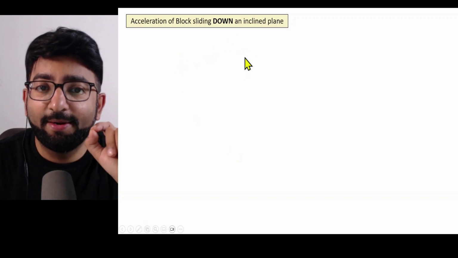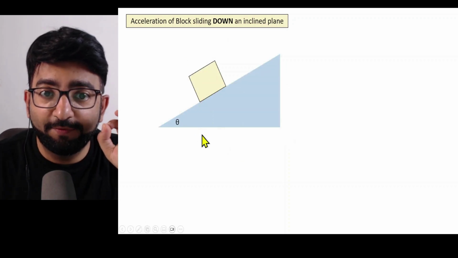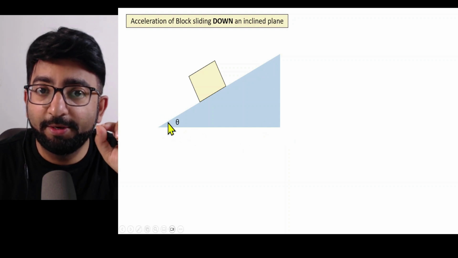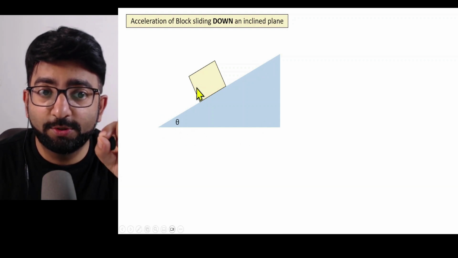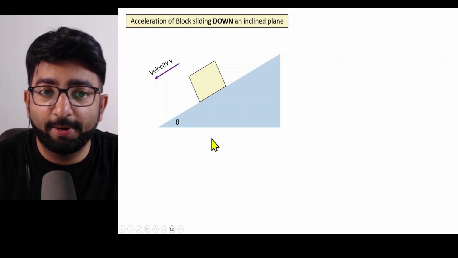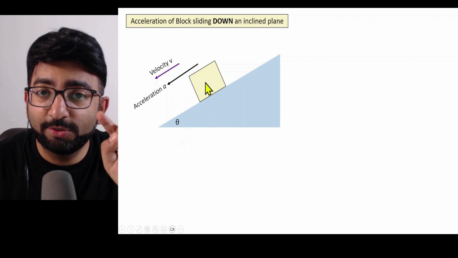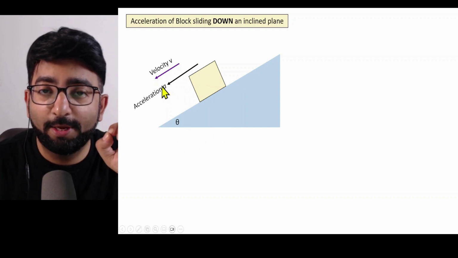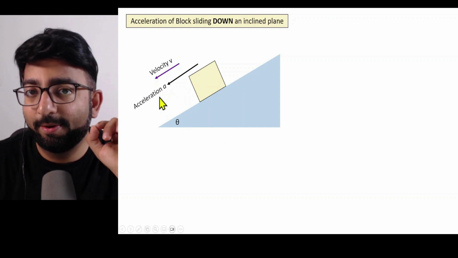Acceleration of block sliding down an inclined plane. So we have this inclined plane, angle of inclination is theta, and we have a block which is going down the plane. So the direction of velocity is down the plane. Incidentally, the direction of acceleration will also be in the same direction, which I'll explain in a little while.